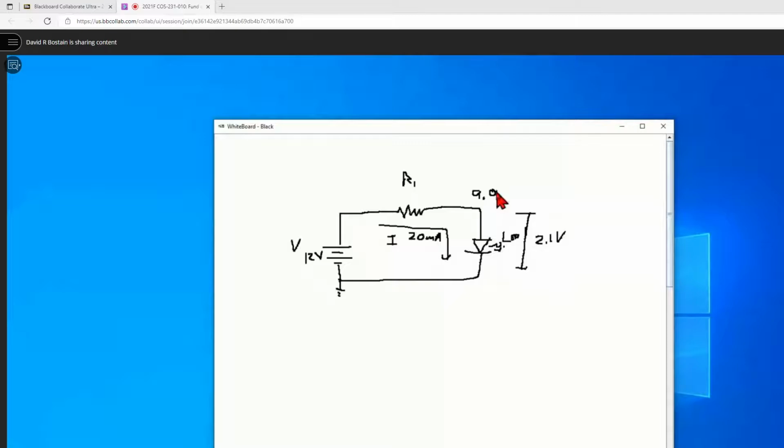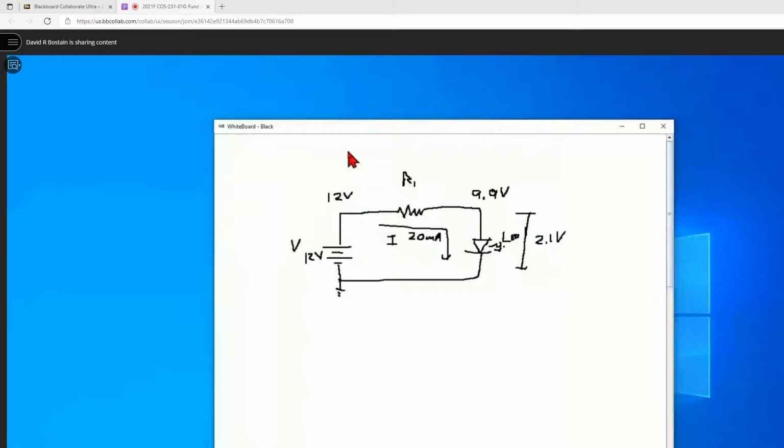Remember, voltage doesn't move. It is a pressure relative to another spot. So this is 0 here. This is 12 volts relative to 0. So the next thing we need to do is to determine the value of this resistor. To do that, we need two things. We need to know what the voltage drop is across the resistor and the current through it. We have the current, we don't have the voltage drop.